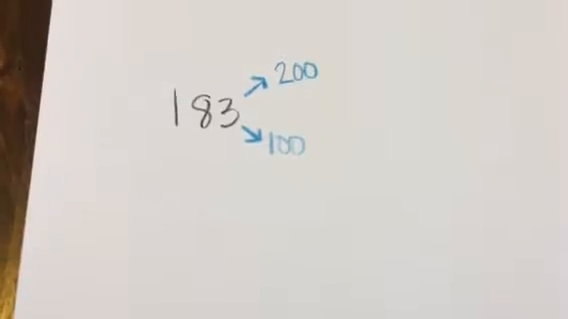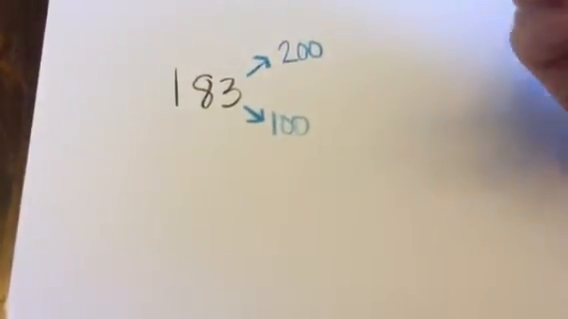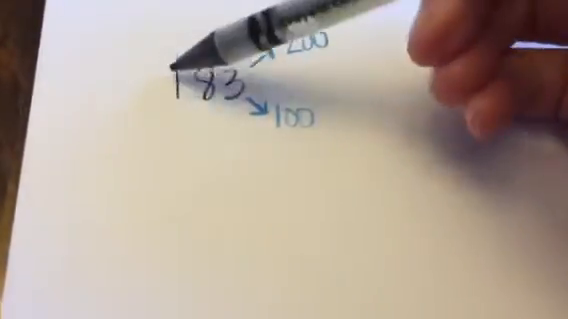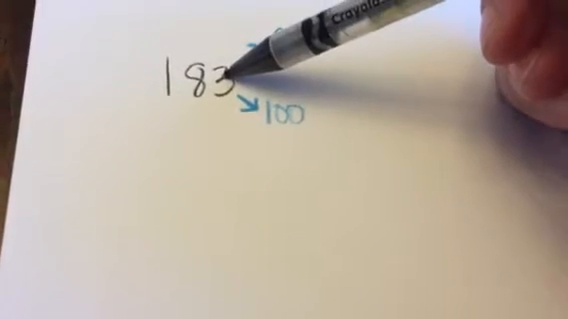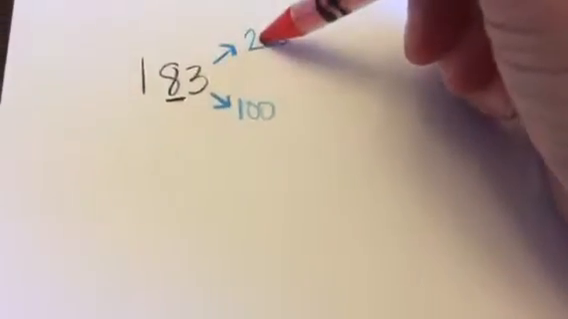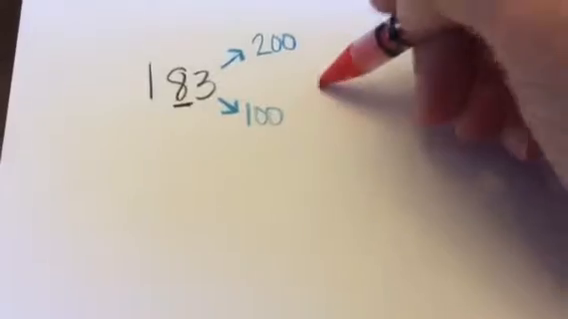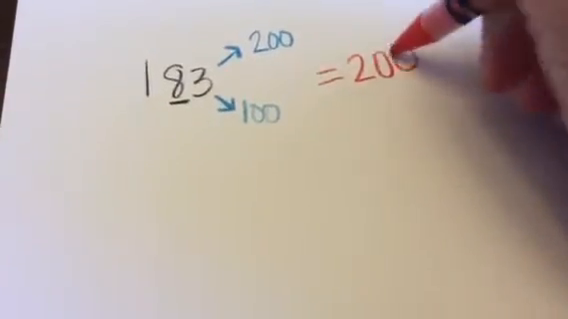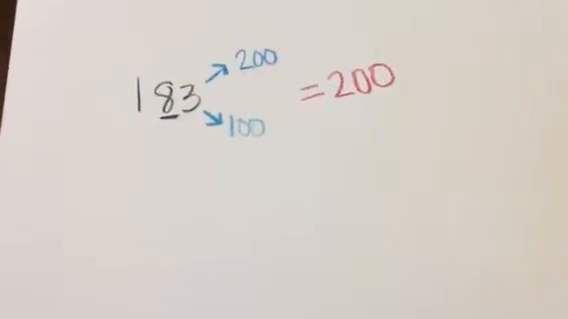Then, since this is rounding using place value, we're supposed to use the place value. We don't need the ones place in this, but we do need the tens place, since we're rounding to the nearest hundred. If the tens place is 5 or more, we round to the higher of the hundreds. If the tens place is 4 or less, we round to the lower. Well, we know that 8 is more than 5, and so we're going to round to the higher number, which would make this round to 200.